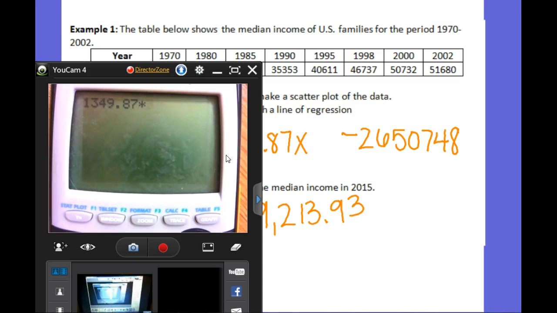Times 2015 minus 2650748. And you should get a value. Again, it might be off slightly because we changed how we rounded.